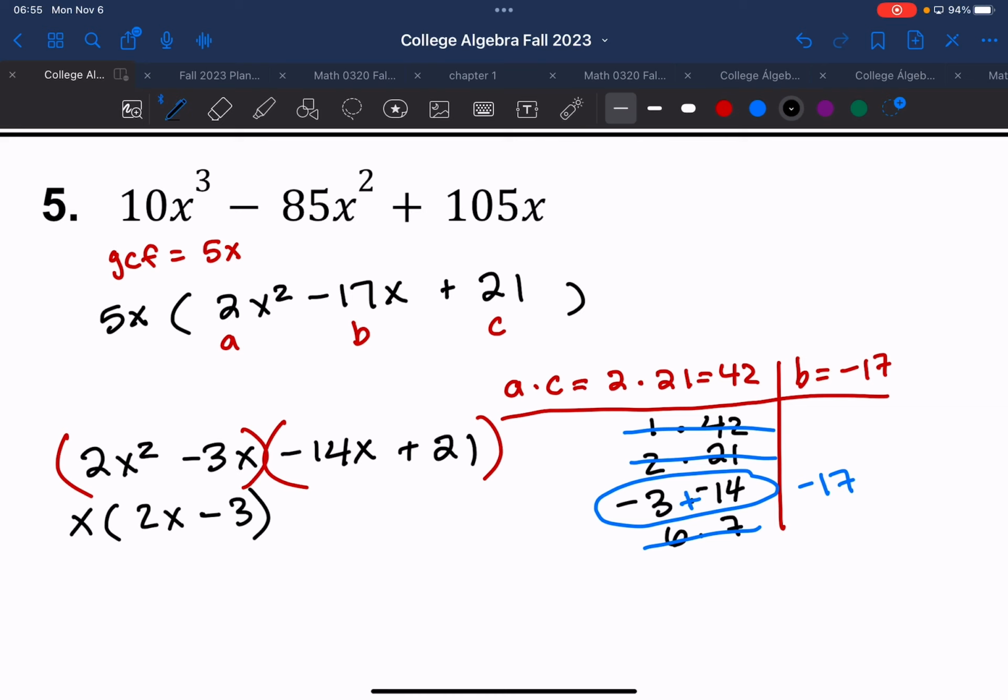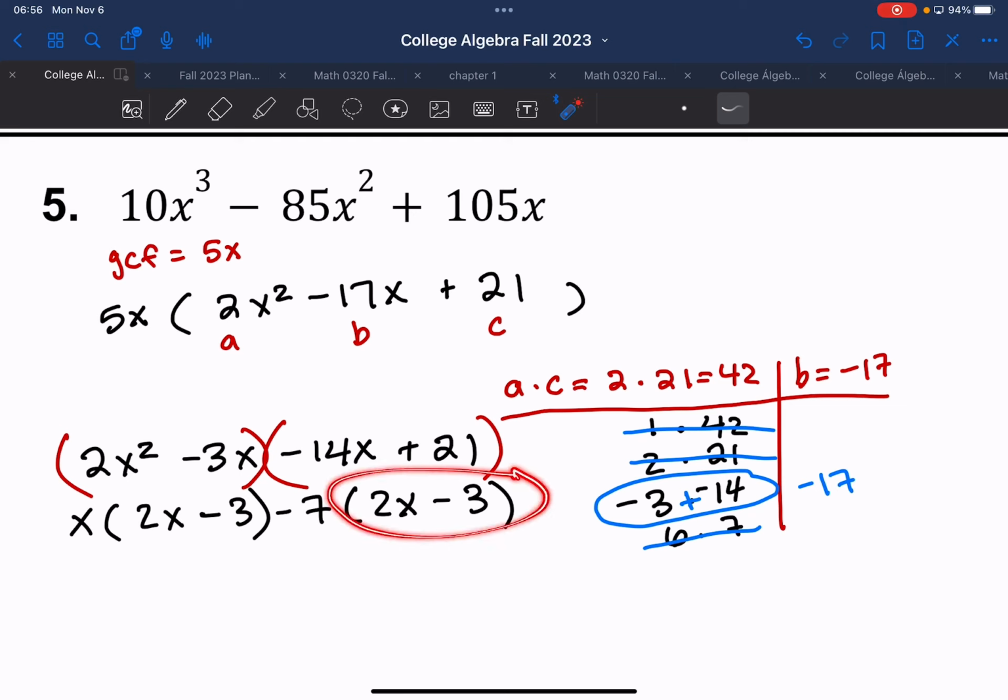What can I take out of that second group so my parentheses match? A negative 7, because I want a positive 2x. If I take out a negative 7, I'm left with positive 2x and then that negative 3. So I always want my parentheses to match. If you had taken out a positive 7, the signs would be off, and that would tell you that you did something wrong. So that means I have my answer: 2x minus 3 and x minus 7.